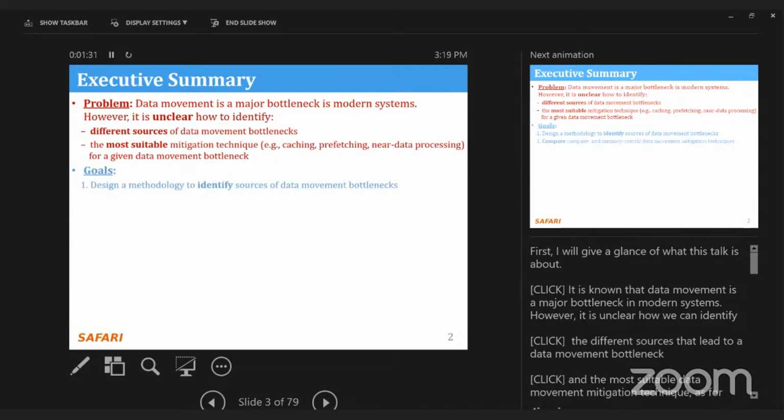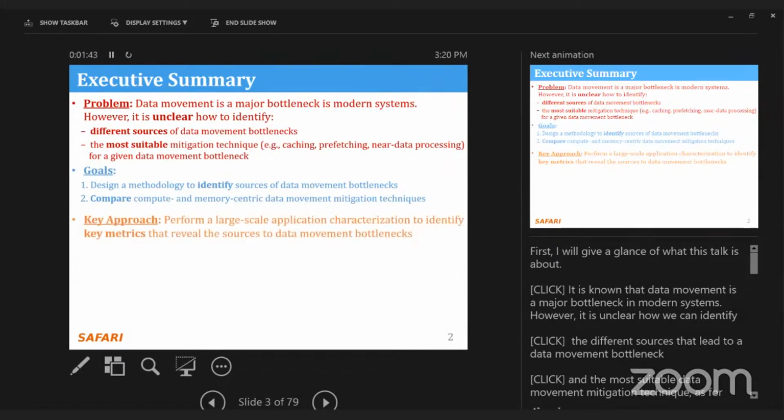So that's why our goal here is to design a methodology to identify sources of data movement, and compare the data movement mitigation techniques, both those that are compute-centric and those that are memory-centric, near data processing. The way that we do this is by characterizing many different workloads, many different applications, and proposing some key metrics to do this analysis, as you will see.